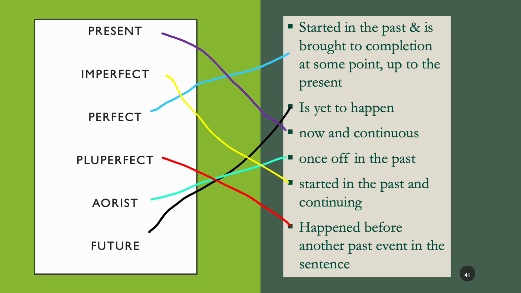Something that started in the past and is continuing is the imperfect. It hasn't been completed. And then lastly, something that happened before one of the other past tenses, so before the imperfect, perfect or aorist, is the pluperfect. Something had happened, then something else happened, and then the present tense, and then something else is going to happen that's in the future.